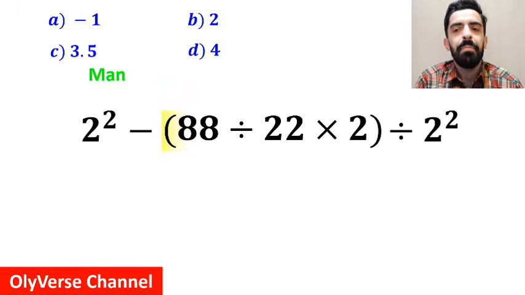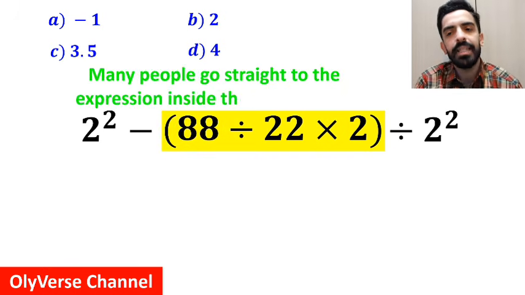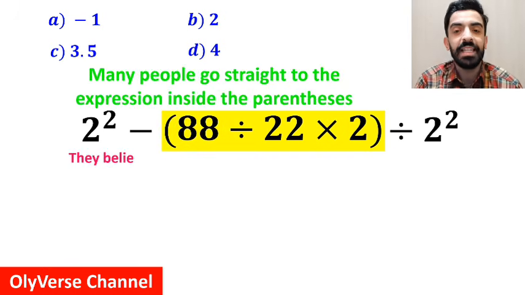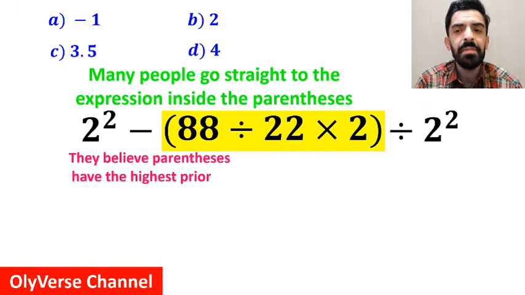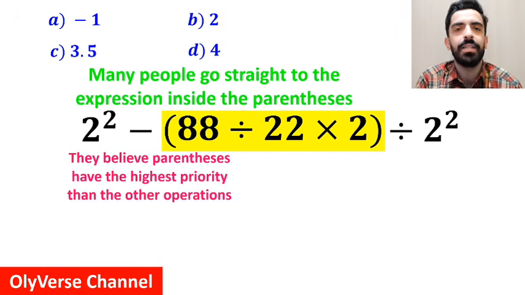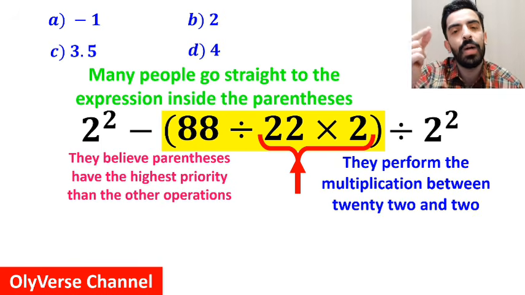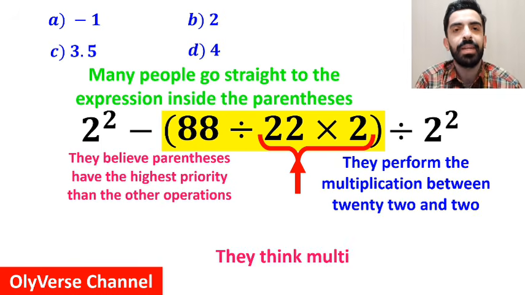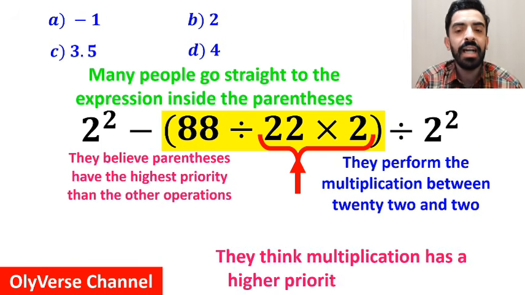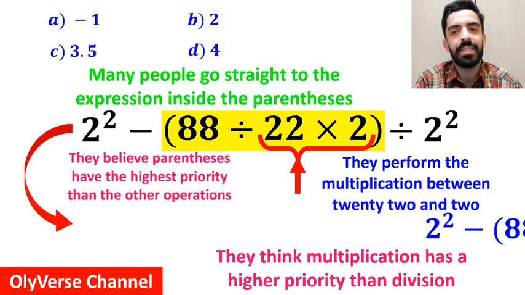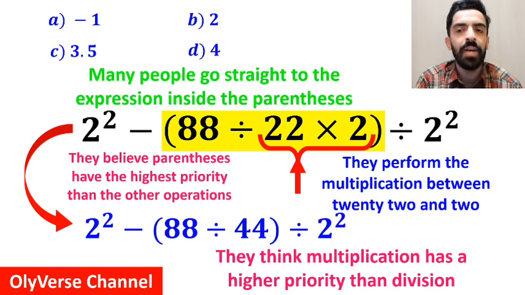At the beginning, many people go straight to the expression inside the parentheses because they believe parentheses have a higher priority than the other operations. And they immediately perform the multiplication between 22 and 2 because they think multiplication has a higher priority than division. So, they simplify this expression and write it as 2 to the power of 2 minus 88 divided by 44 inside the parentheses, then divided by 2 squared.